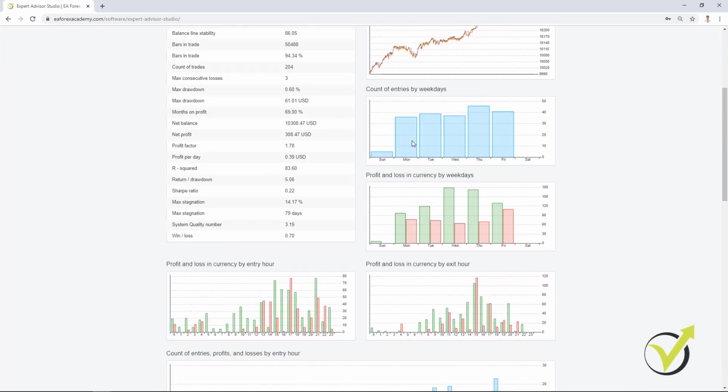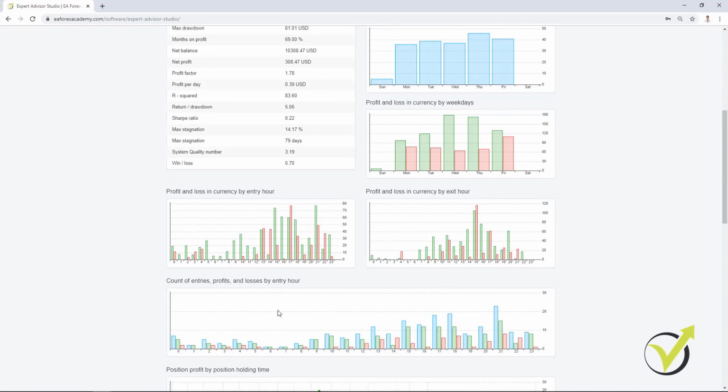We can see how the strategy performs during certain days of the week, or how it goes by profit and loss in currency by weekdays. As well, we have the profit and loss in currency by hours, so you can see that this strategy is more active in the afternoon. So this is like at the end of the London session and the beginning of the New York session with me.